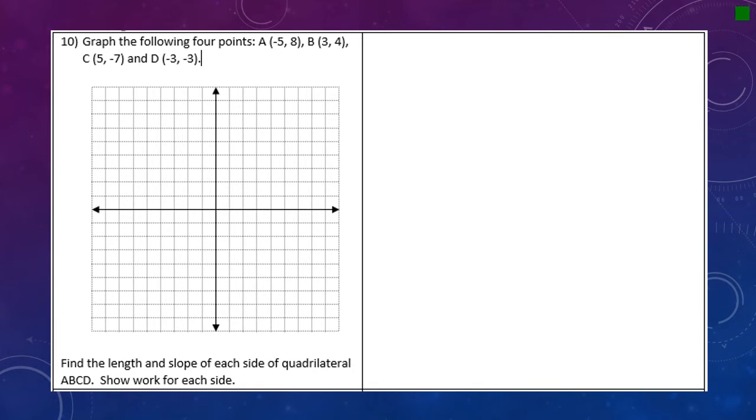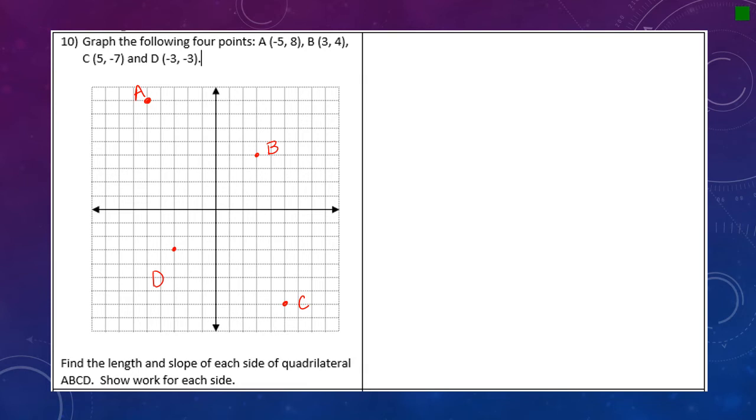Number 10 is asking us to graph the following 4 points, and then we need to find the length and slope of each side. So this one's going to be quite a bit of work. So let's get started with our points. I need to plot -5,8. And I'm going to label that as A. B is 3, 4. C is 5, -7. And D is -3, -3.